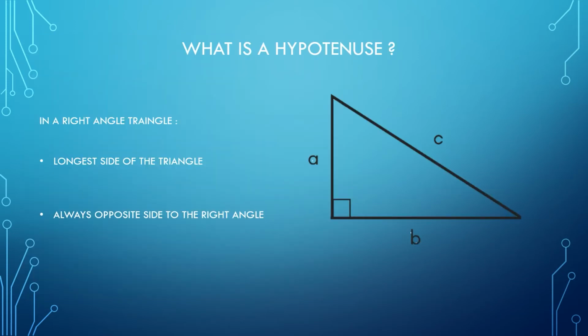So what is a hypotenuse? In this diagram, C is the hypotenuse of this triangle. In a right angle triangle, the longest side of the triangle is always the hypotenuse, which is shown in this diagram too. The hypotenuse is always the opposite side to the right angle. The right angle is here in the bottom left of the triangle, and the opposite side is labeled as C. So C is the hypotenuse.